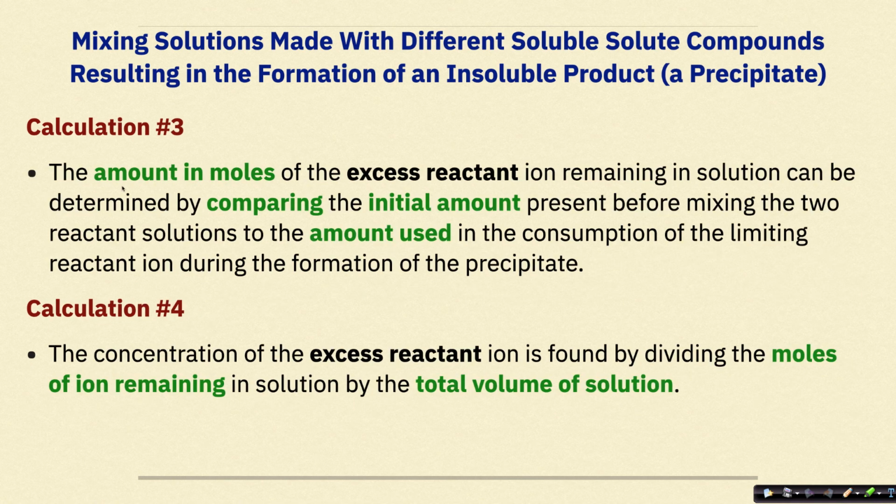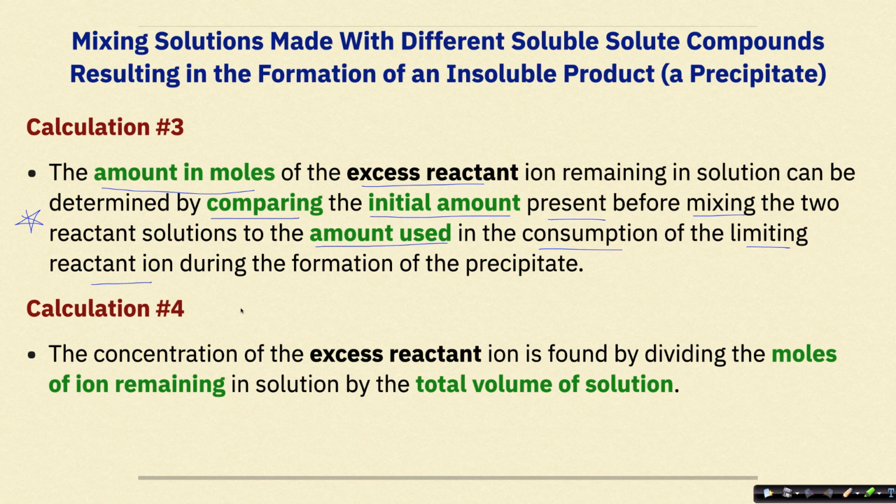Calculation 3. The amount in moles of the excess reactant ion remaining in solution can be determined by comparing the initial amount present before mixing the two reactant solutions to the amount used in the consumption of the limiting reactant ion during the formation of the precipitate. Now, I'm not going to lie, this sounds a little confusing here. It's okay. I'll show you how to do this specifically.